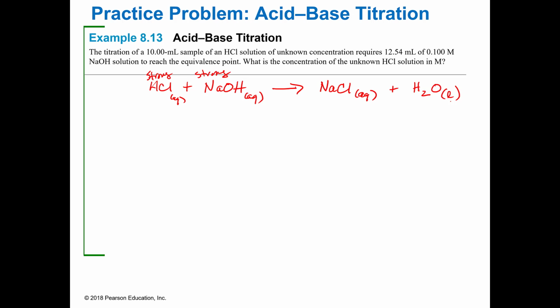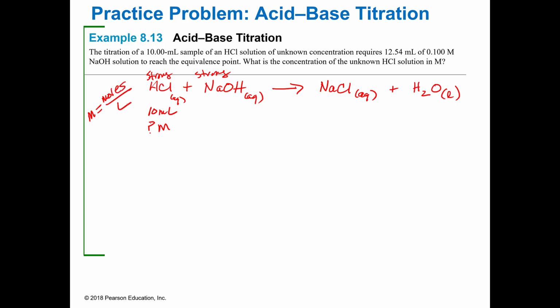So we're titrating 10 milliliters of hydrochloric acid, and we have an unknown concentration in that, and we don't know what the concentration is, so I'm just going to put question mark molarity. And remember, molarity is what? Moles of solute per liter of solution, right?